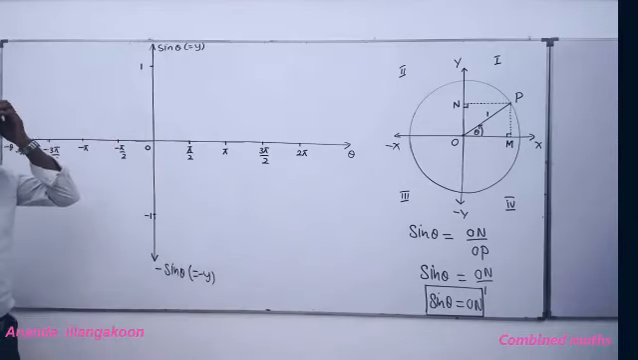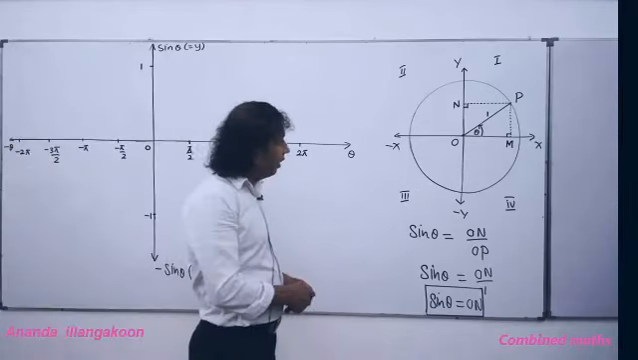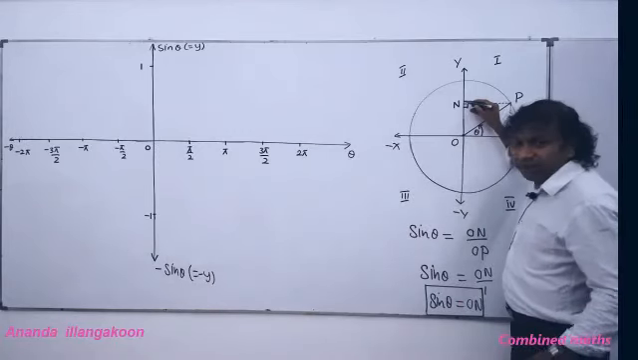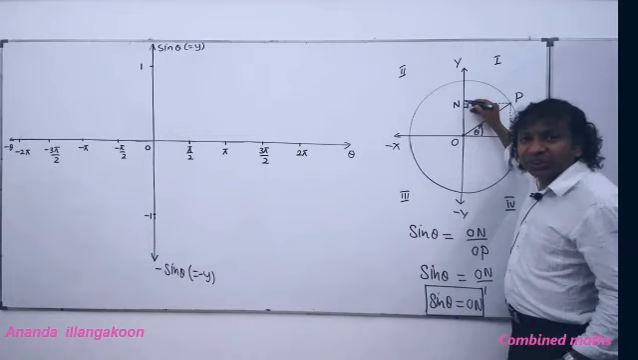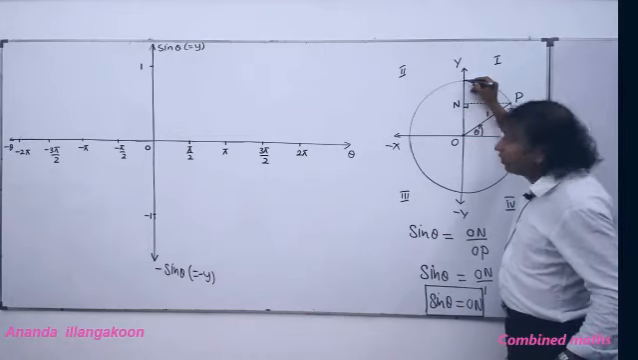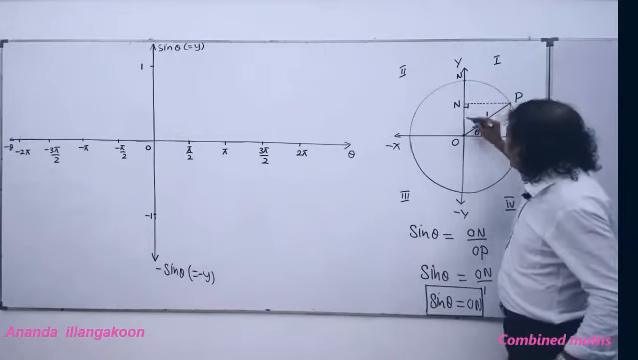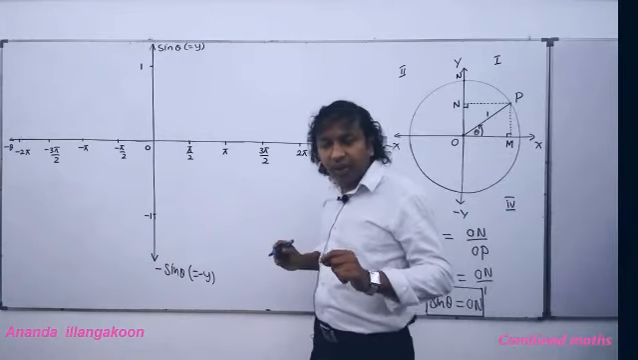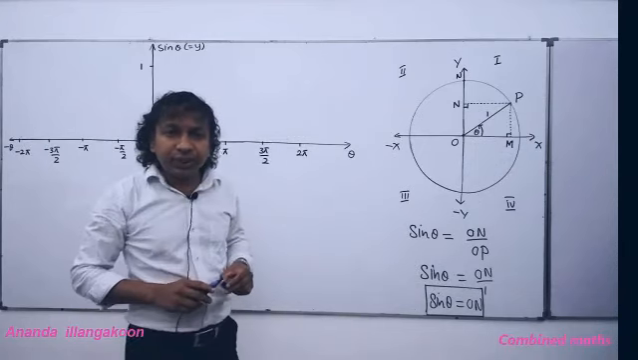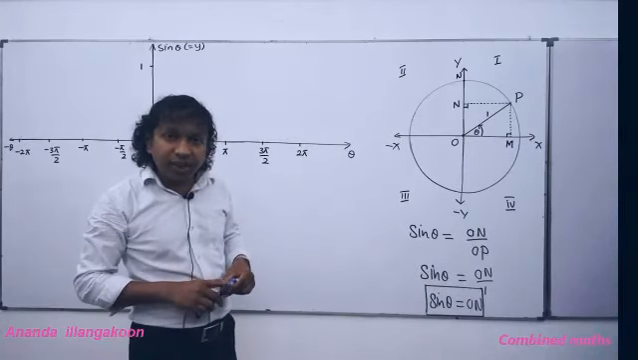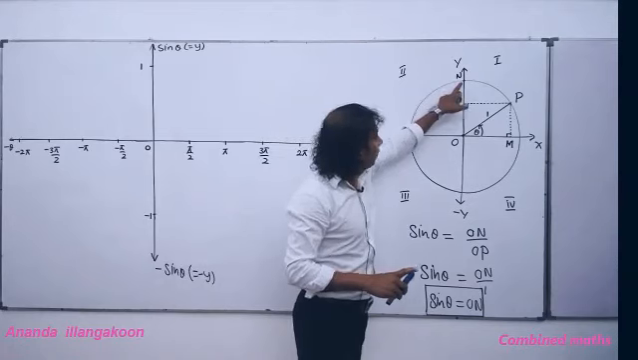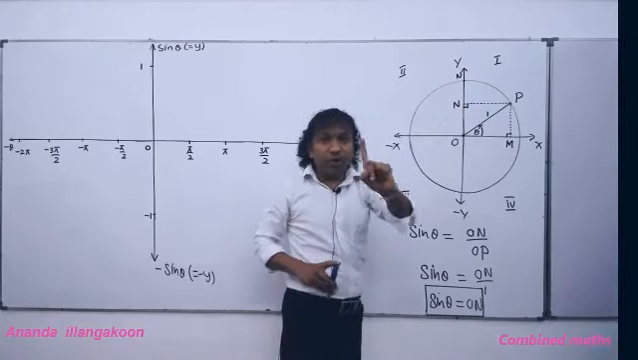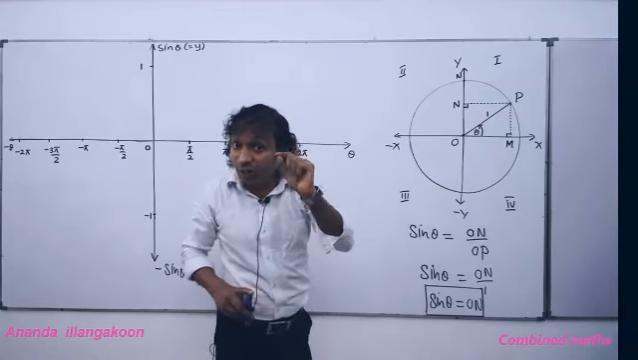Then we take a point. What's the highest position this N can reach on the y axis? This. That occasion when N is here, what is ON? ON is one. That is the maximum value of ON.